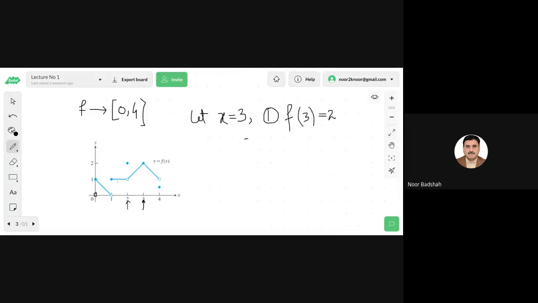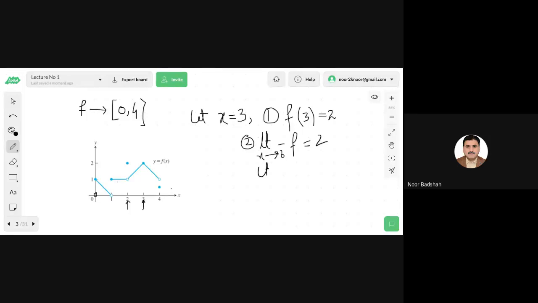Now we check it again. 3 is an interior point. We would find both limits, the left hand limit and the right hand limit. So I'm finding the left hand limit again. Limit as x goes to 3 from the left side, f of x. See, if you approach 3 from the left side, in this direction, the graph is going towards this point, which is again 2. It is approaching towards 2. So the left hand limit at x equal to 3 is 2.